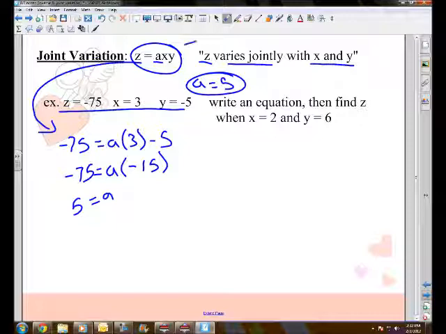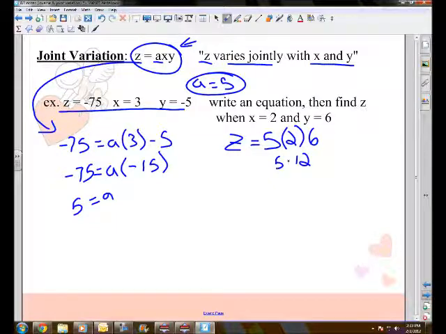Remember, we're still using this joint variation equation. Let's try it out. We're going to find z. So we don't know what z is. We do know what a is. a is 5. x is going to be 2. And y is going to be 6. Okay, so we can do this in any way we like. Let's take 2 times 6 is 12. 5 times 12 is 60. z equals 60.